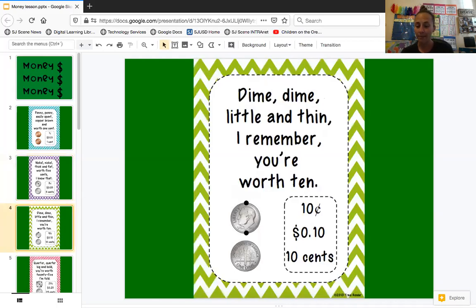Here's our dime. Dimes are worth 10. Remember, and they're little. Dime, dime, little and thin. I remember you're worth 10. Ready? Dime, dime, little and thin. I remember you're worth 10. So see how this time we have 2 dots. 1, 2. Each one of those is worth 5. 5, 10.